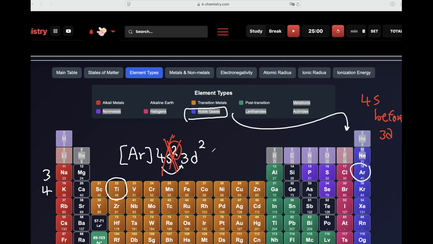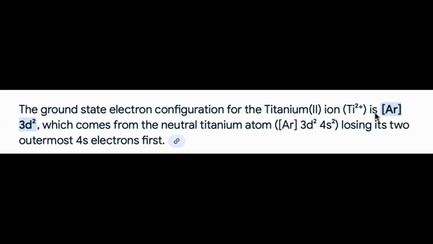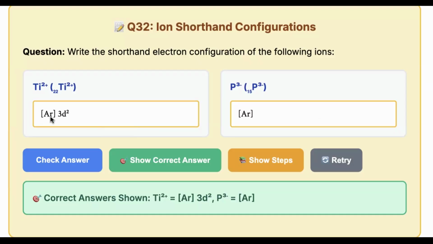So these 2 you will cancel out and make it 3d2. So it is argon 3d2. Take care. This is very important and can cost you a mark in the exam if you are not aware of this rule. Don't remove the electrons from the d first, remove from the s first. So my final configuration will be Ar 3d2. You lose the 4s electrons first. These are the outermost electrons. Let me type it here. This is Ar 3d2. I have one more here.